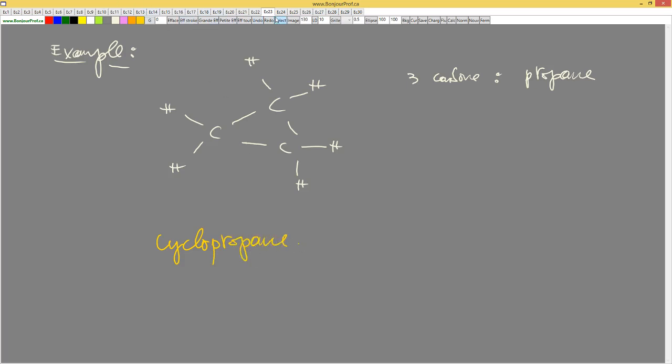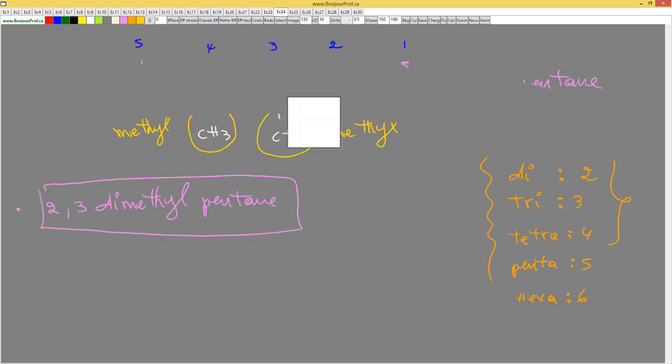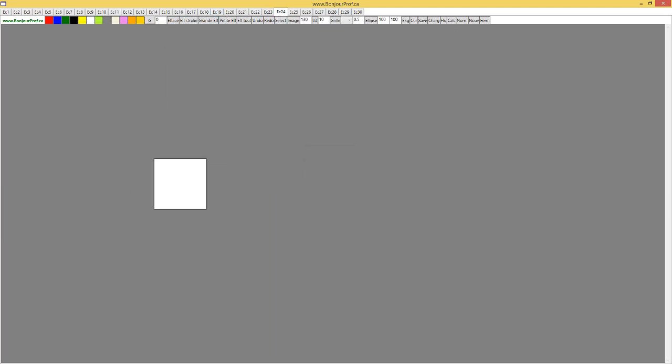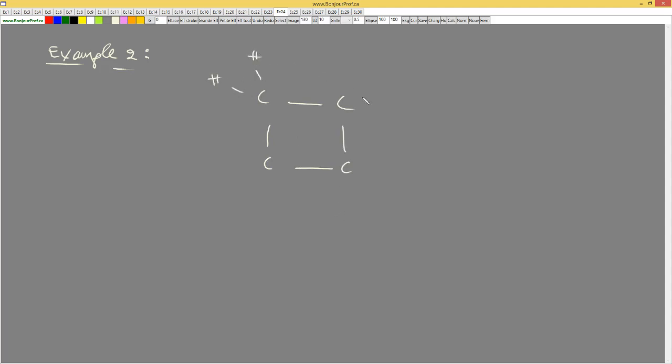Another example. I'm going to erase everything here. Say I have 4 carbons, and they want to bond. So example 2, like that. So maybe 4 carbons can loop like this one here. And this one needs 2 hydrogens. This one also needs 2 hydrogens. This one needs 2 hydrogens. This one here needs 2 hydrogens. So how are we going to call this one? Because we have 4, it will be butane. And since it is a cycle, we're going to call it cyclobutane.